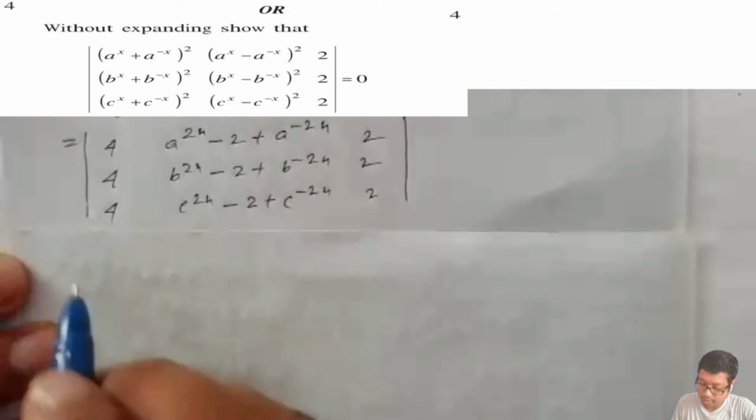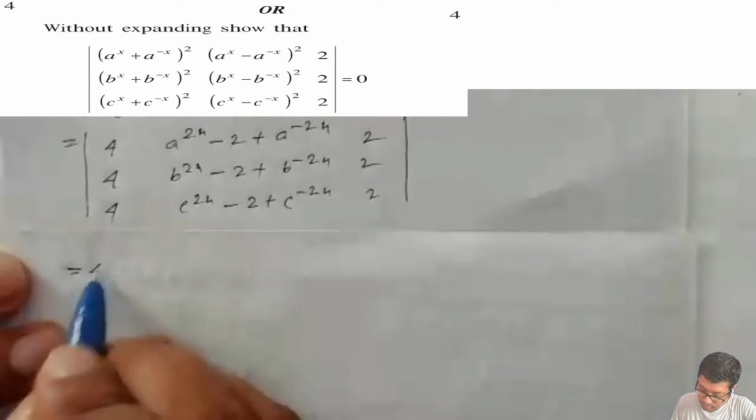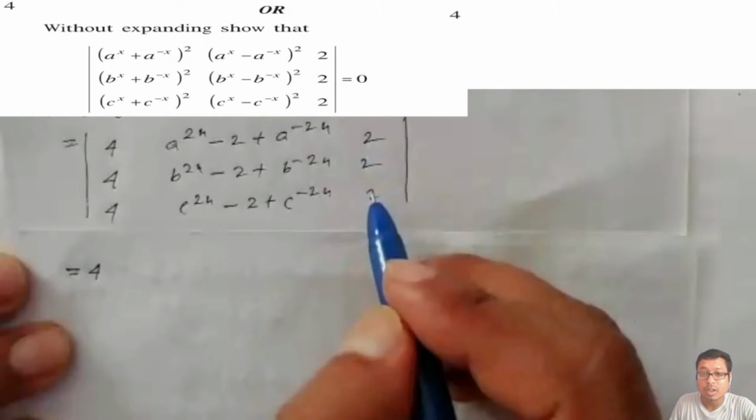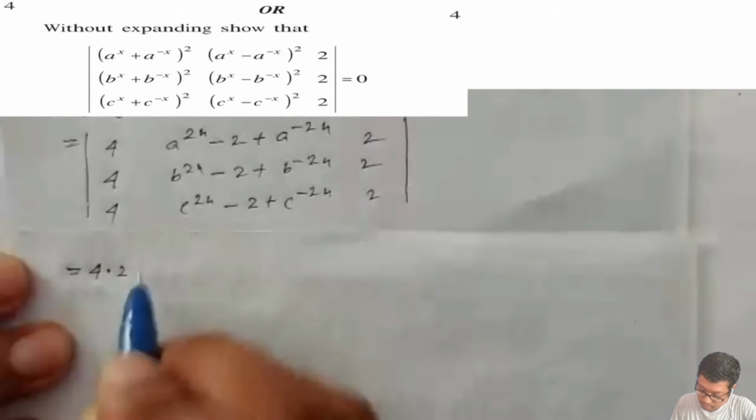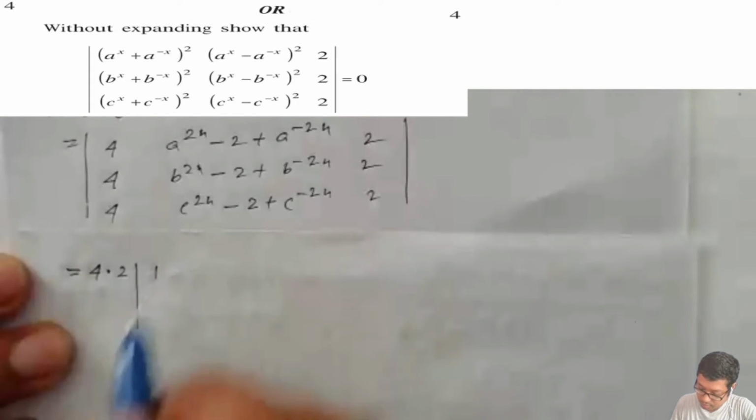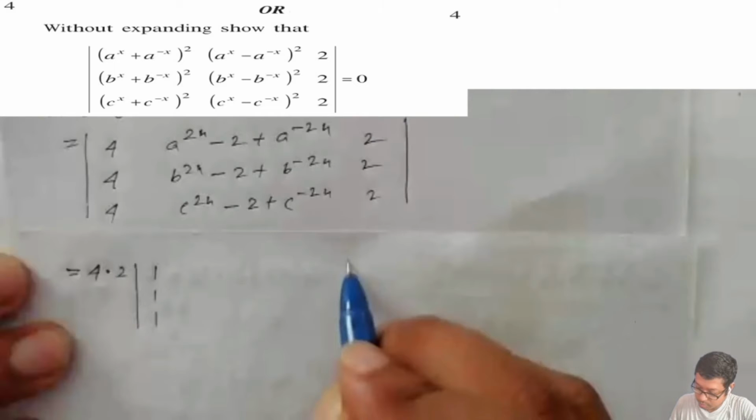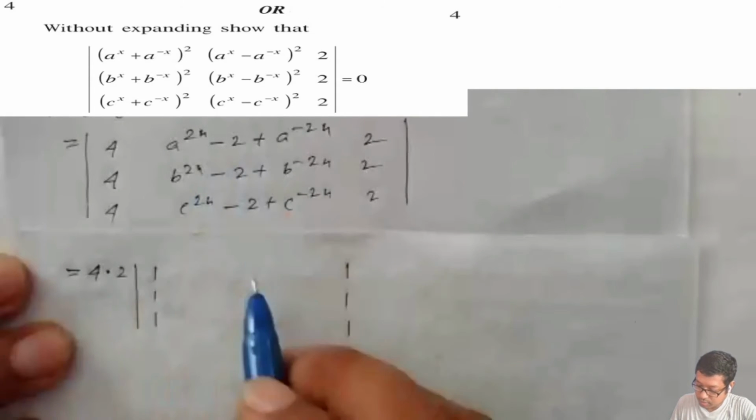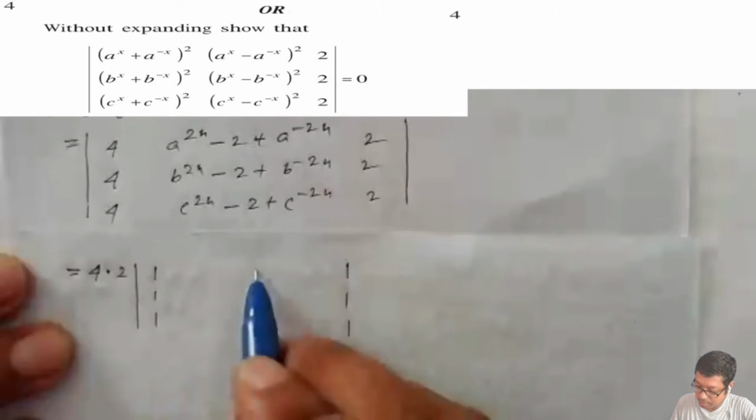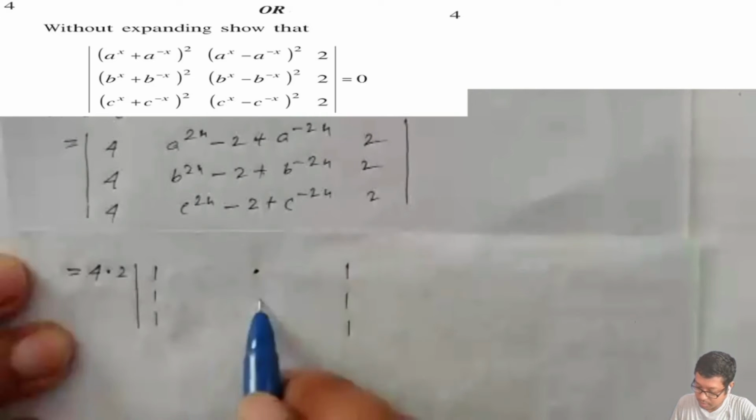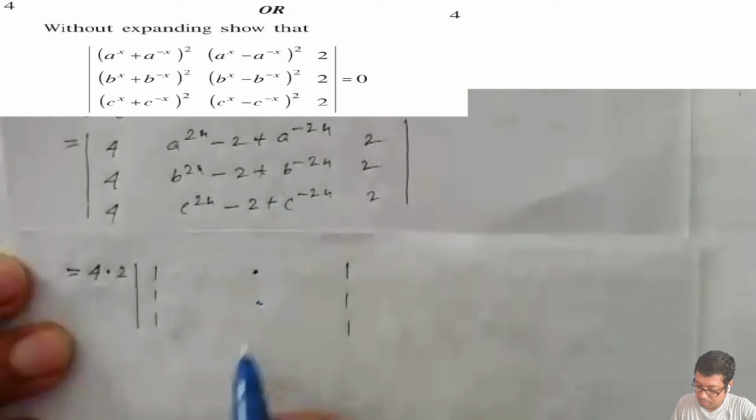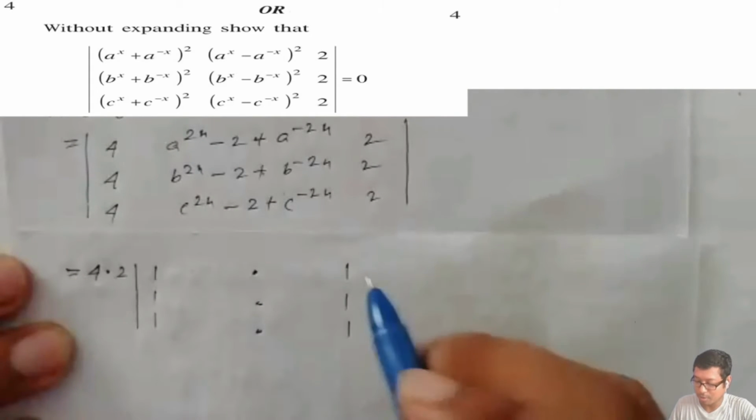From the first column I can take 4 common, and from the third column I can take 2 common. Then we are left with 1 1 1. This will also be 1 1 1, and this part will come over here, this part will come over here, and this part will come over here. We are not concerned about that. Okay, no problem is there.